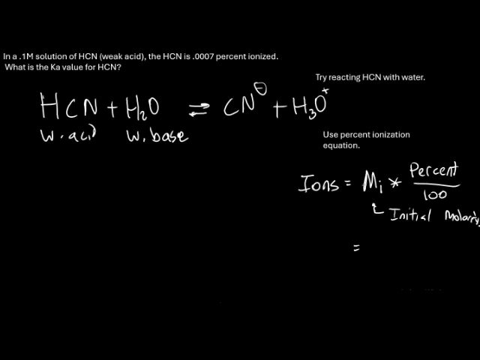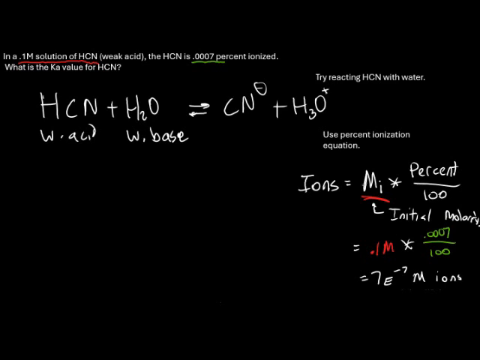In this case, our ions will equal our initial molarity, which was 0.1 molar of HCN. That will go in this first position. We'll multiply that by the percent ionization, which is 0.0007, divided by 100. We can put this into a calculator to find the molarity of our ions. And we end up with 7 times 10 to the negative 7 molarity of both ions.